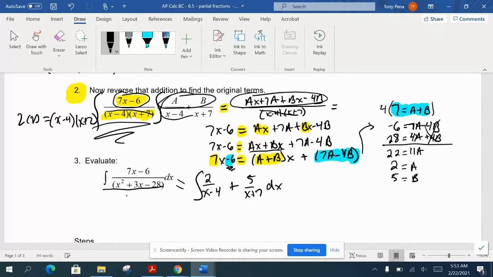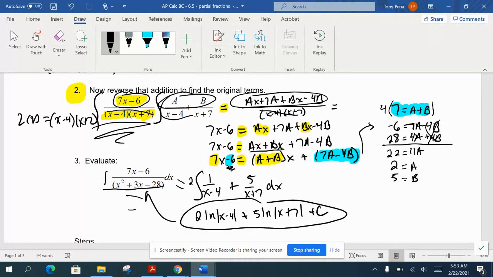Again, we can't do this the way it is currently written, but now that we have this, remember how we can take this 2 and put it out in front. All you're really dealing with here is a couple of natural logs. So this would be 2 natural log of x minus 4. This would be 5 natural log of x plus 7. Add your constant. This is the antiderivative of that.